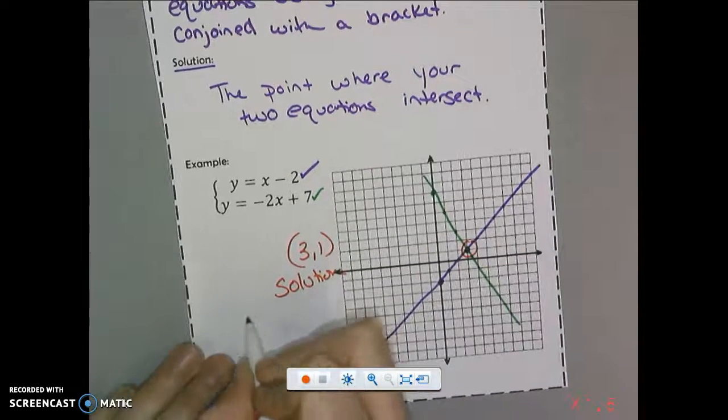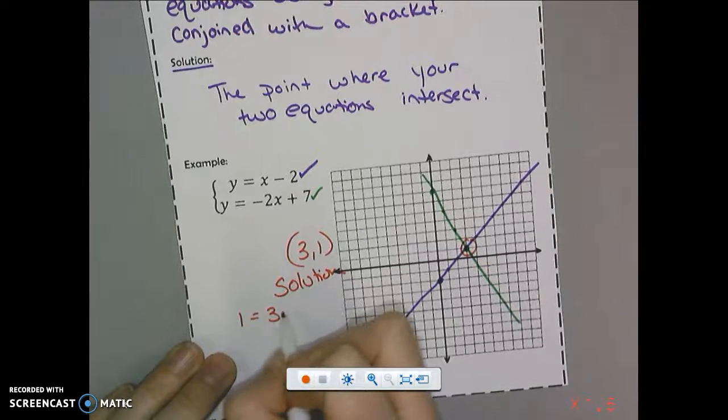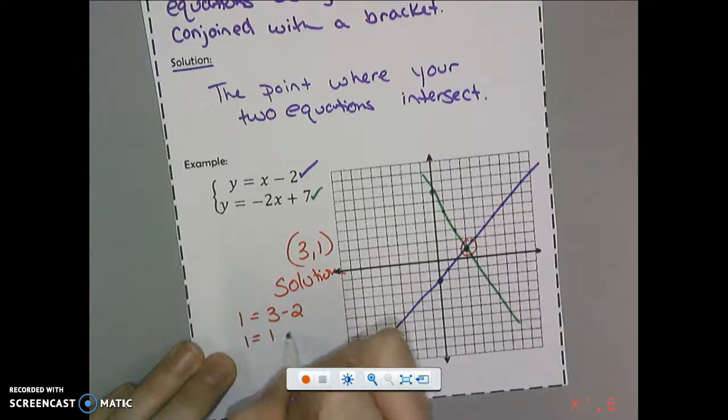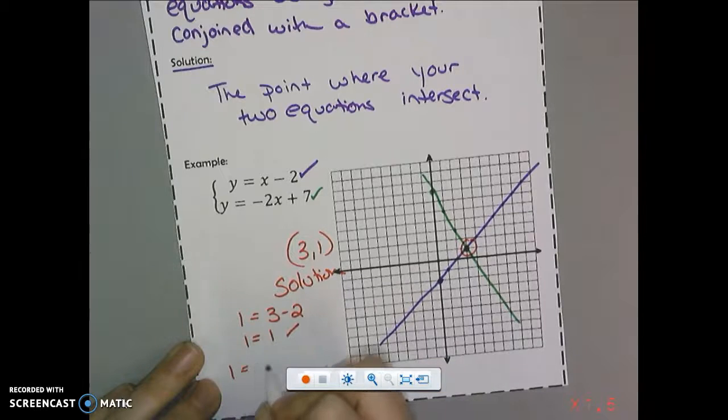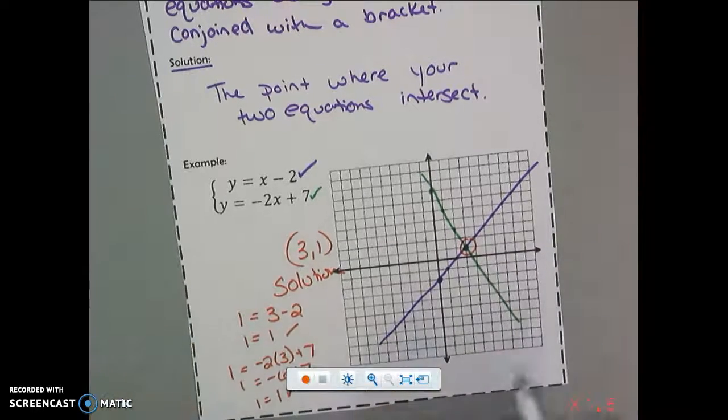And we know that makes sense because 1 equals 3 minus 2, so 1 equals 1. And we know 1 equals -2 times 3 plus 7, so -6 plus 7 equals 1. So these points satisfy both.